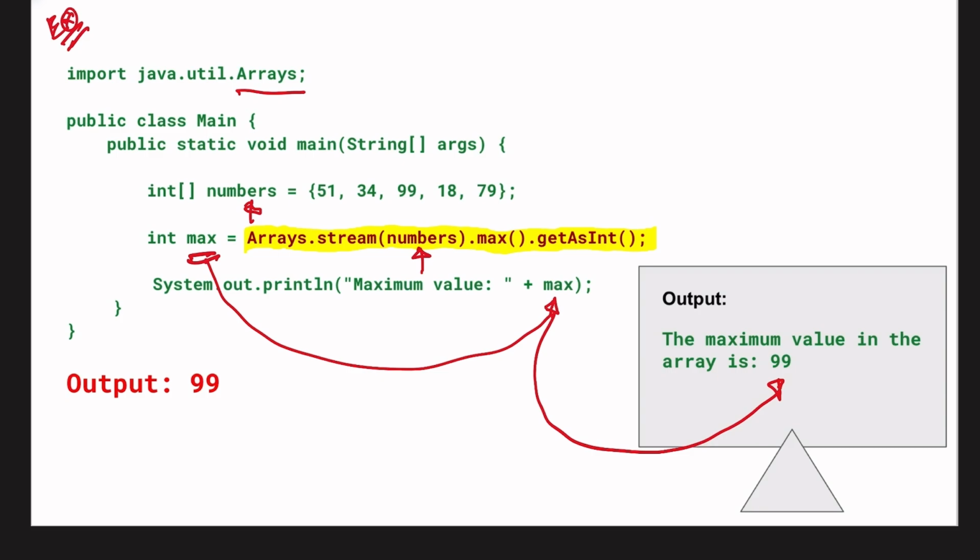Arrays.stream(numbers) converts the integer array into an int stream, like a sequence of primitive int values, and the .max function finds the maximum value in the stream, and the last one, the getAsInt method, extracts the result as an integer. So this is the correct built-in Java approach, using Arrays.stream, and here we have the numbers array, and .max method, .getAsInt to find the maximum value in an integer array. So now we know the correct way to find the maximum in an array.